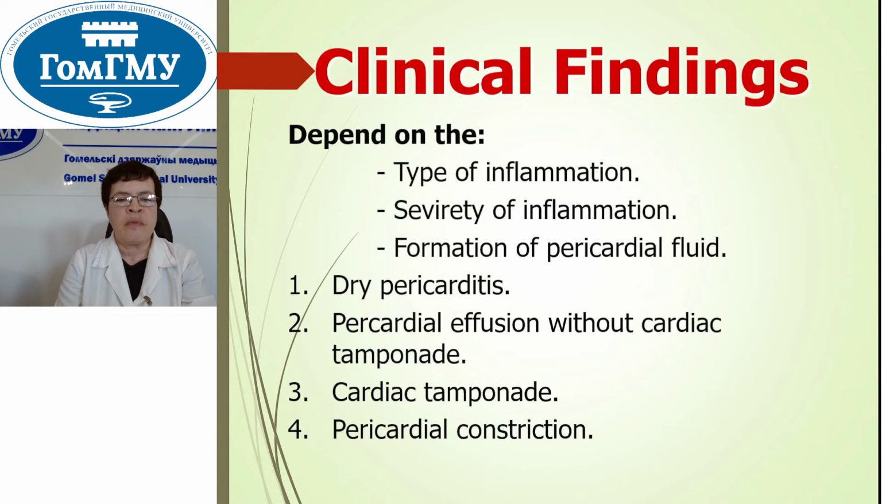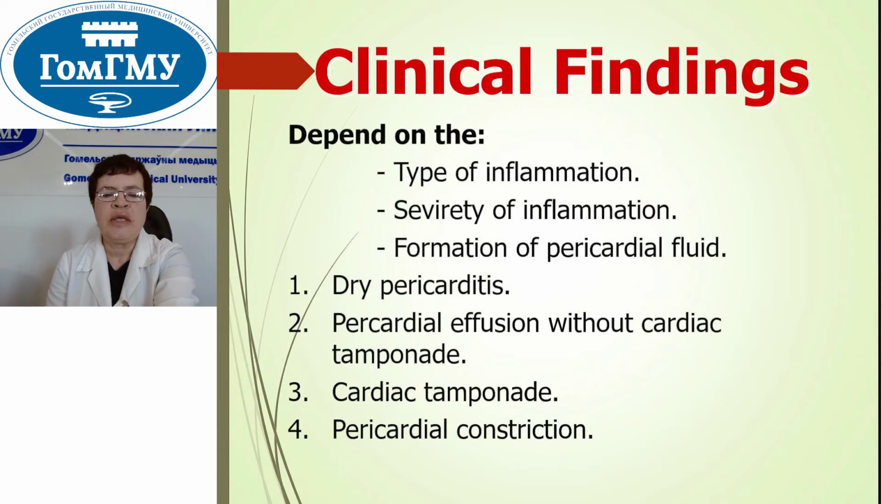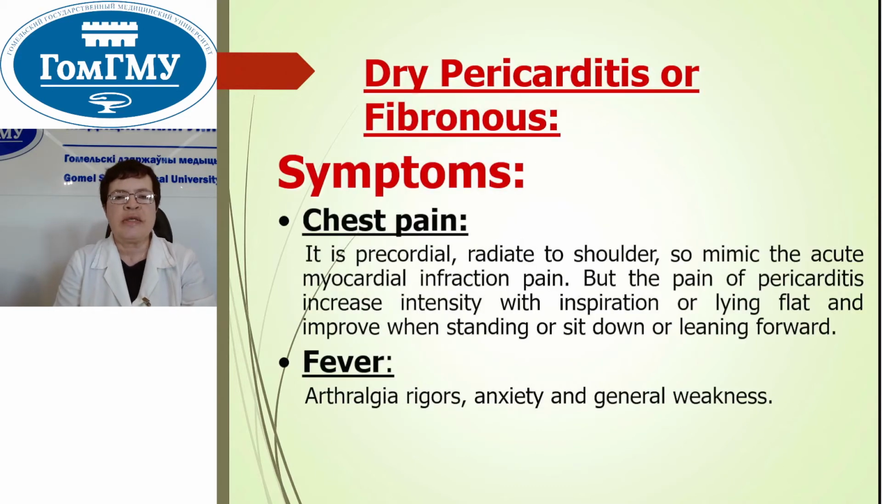According to the clinical findings, the types can be dry pericarditis, pericardial effusion without cardiac tamponade, or pericardial constriction. A dry pericarditis or fibrous pericarditis. Symptoms: chest pain. It is precordial, radiates to the shoulder, so it mimics the acute myocardial infarction pain. But the pain of pericarditis increases in intensity with inspiration or lying flat and improves when standing or sitting down or leaning forward. Fever, arthralgia, rigors, anxiety, and general weakness.